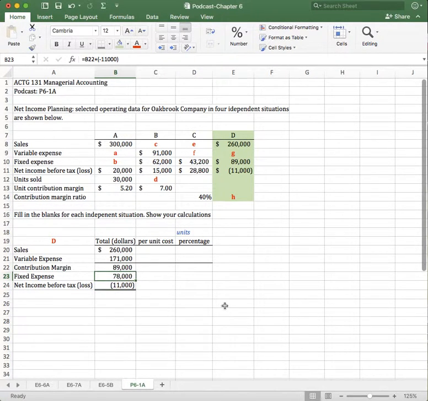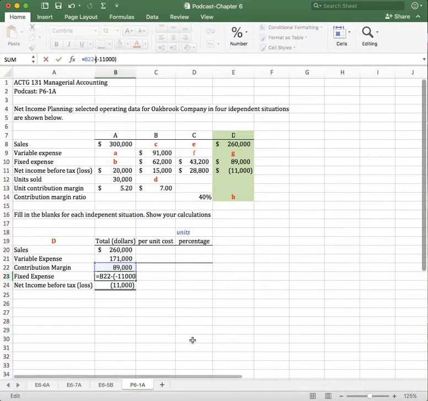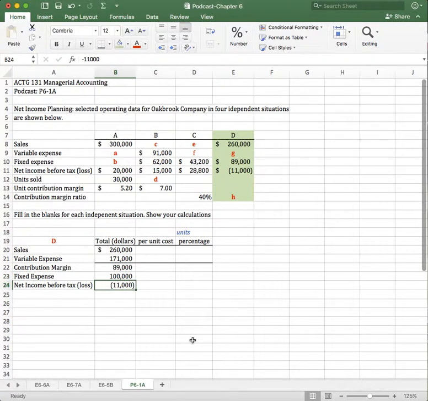Oops, I did that wrong, didn't I? So we're going to take the $89,000 and we're going to add to it $11,000, right? Let's double check it to make certain. 89 minus 100,000 is 11,000. When we have a loss, it's easy for me to get a little confused. Hopefully you didn't have that problem.